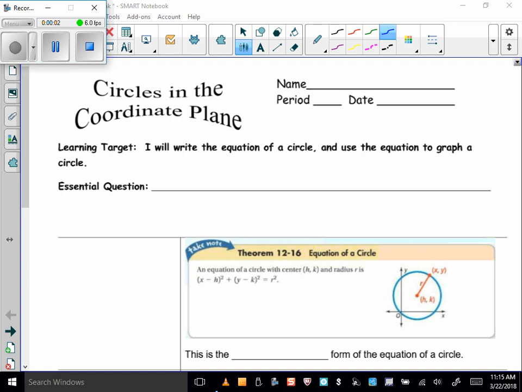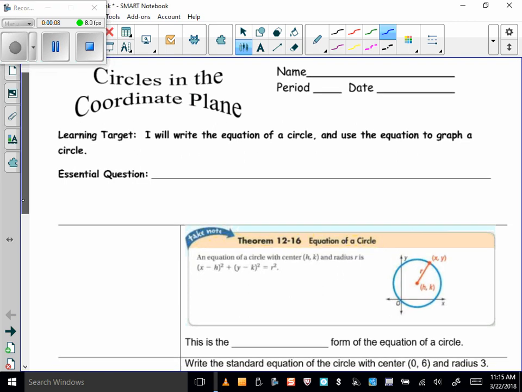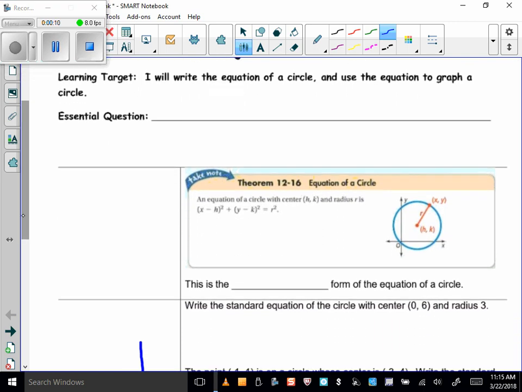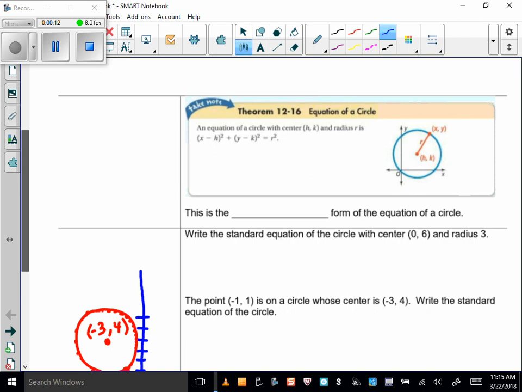This is our last lesson in our unit on circles, and today we're going to be writing lots of equations of circles and equations of lines. So we're going to start off with the theorem that tells us what the equation of a circle is. An equation of a circle with center (h, k) and a radius of r is this. This is the standard form for the equation of a circle.